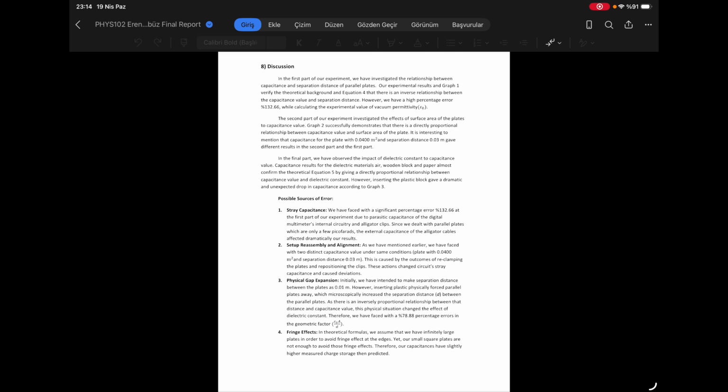capacitance. We proved the inverse relationship with distance and the direct relationship with area and dielectric constants. Although we faced high percentage errors, these were not random. They were caused by clear systematic physical limitations of our microscopic setup. Finally, fringe effects at the edges of our small square plates also cause slightly higher charge storage than theoretical formulas predict. Despite this equipment and environmental limitations, our experimental hypotheses were successfully verified.